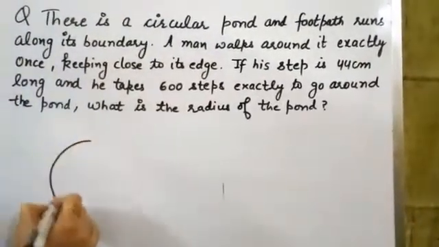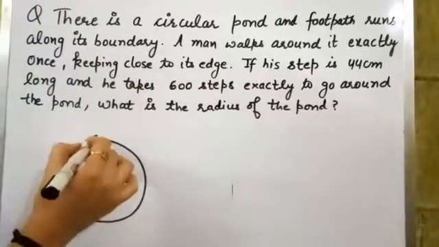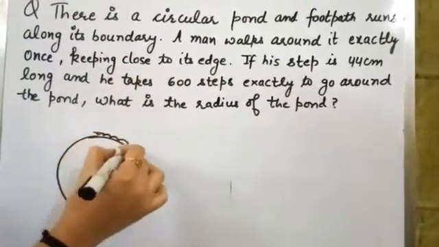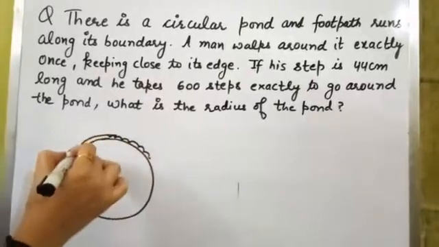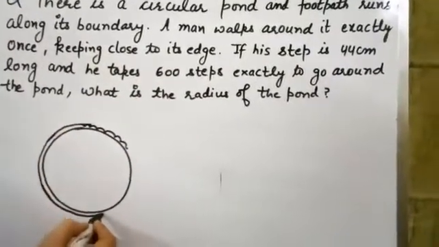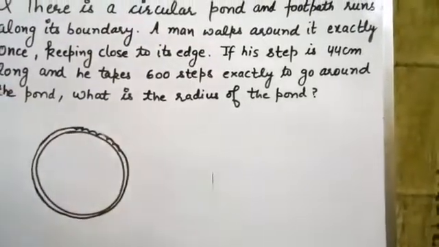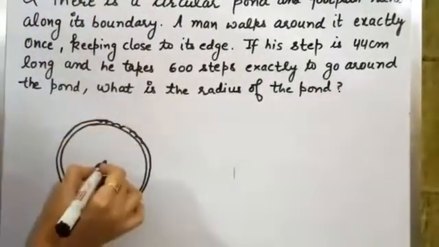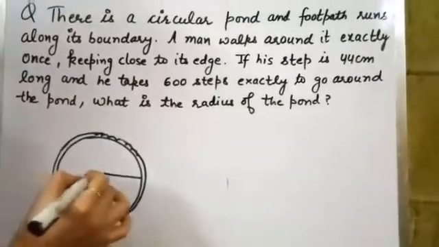I'm drawing this. This is a circular pond. The edge is very close, like there is a footpath very close to the edge. We have to find the radius of this pond.